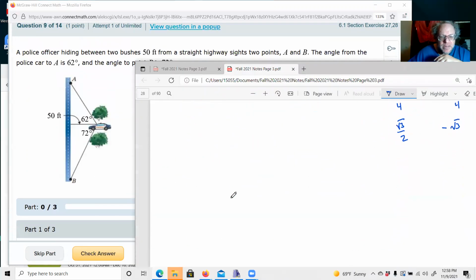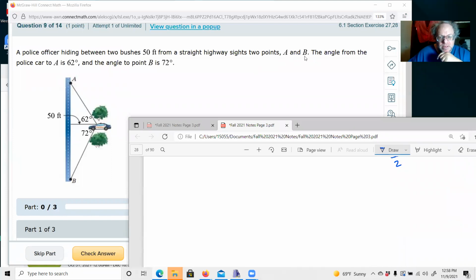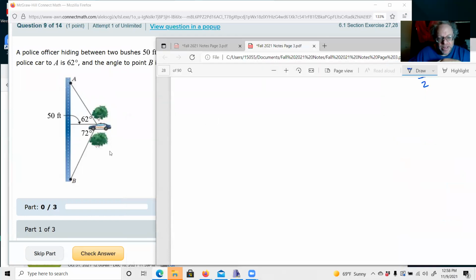So we've got a police car hiding between two bushes here. We've got an angle. We've got an angle. He sights point A. He sights point B. So it's 2 points. The angles are those. If there's a drawing, I try to include the drawing. You've experienced the fact that Brightspace tends to not appreciate me putting the drawings in. So I tried to make sure I did the same thing last time as I did for this one because there is a drawing. But try to be understanding with that.